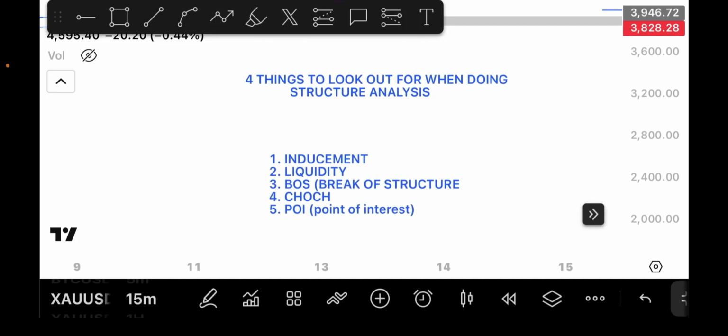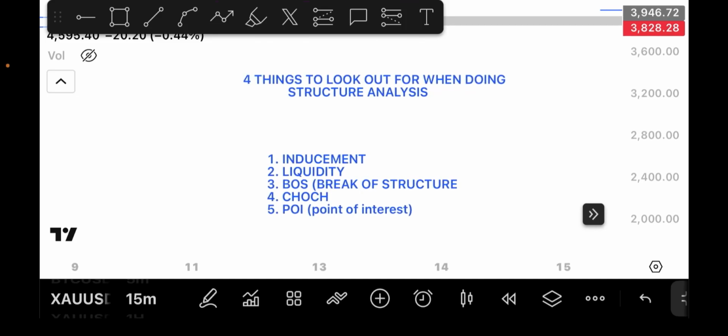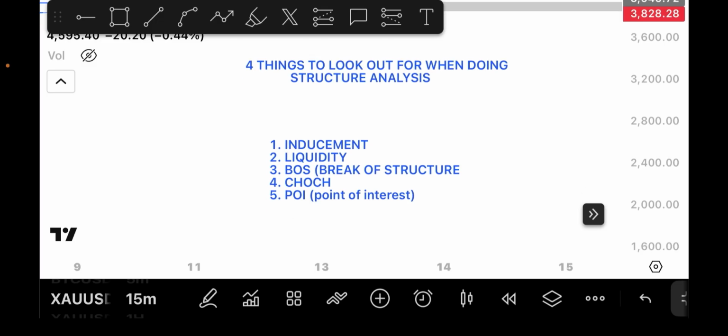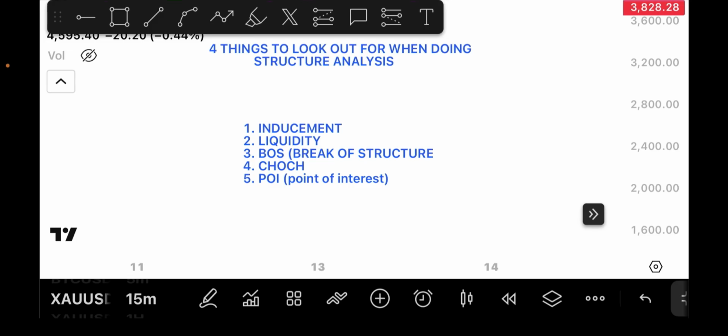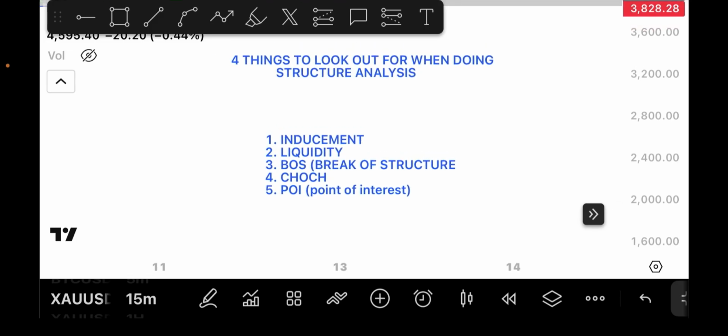I'm going to show you guys four things you need to look out for when doing your structure analysis. You need to look out for inducement, liquidity, break of structure, change of character, which is CHoCH, and point of interest, where you can actually buy from. So that is your point of interest, where you can buy from or where you can sell from.